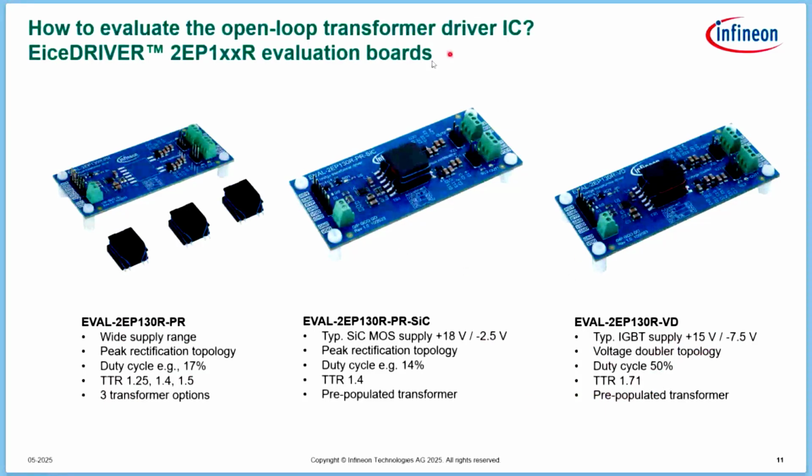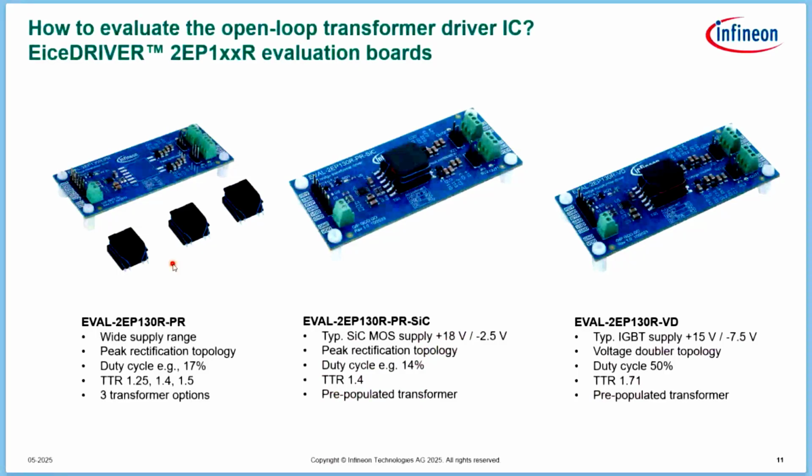The second one in the middle is also fully pre-populated with optimized settings for silicon carbide supply with plus 18 minus 2.5 volts. Here we are selecting a duty cycle of 14%, meaning it's quite a narrow pulse all the time. And this is why we can achieve this kind of high ratio between the positive and negative supply voltage. The transfer ratio of this transformer is 1.4 to 1 to 1, meaning the output here is always the one with the lower ratio. And last but not least, we have one which is a bit more flexible.